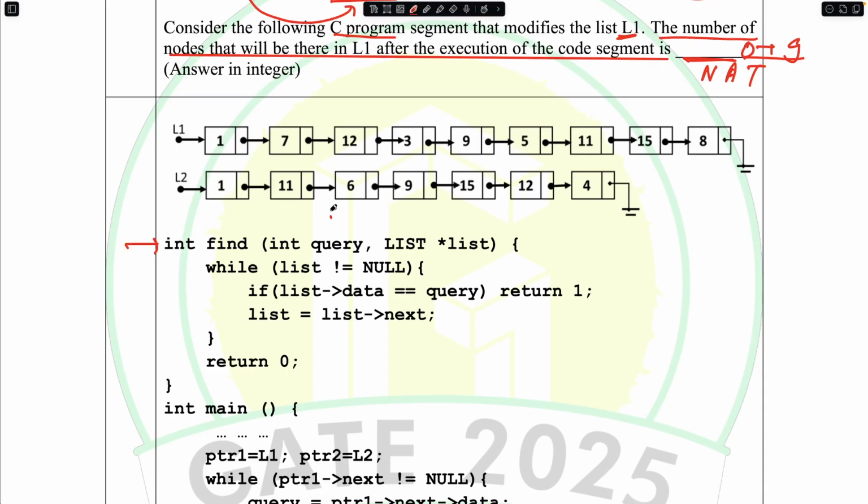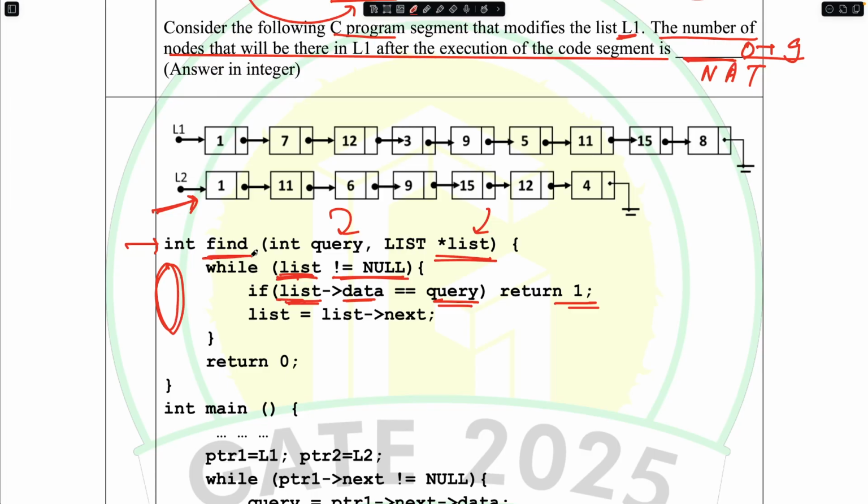What does this function do? It is given a query and a linked list pointer. From this pointer, you check that it is not null. This is the condition for the iteration of the loop inside this function. In this function, the list pointer is pointing to a particular node. It's always better to start from the beginning. So if I point it here, this particular node, if its data equals the query, then return 1. It is found.